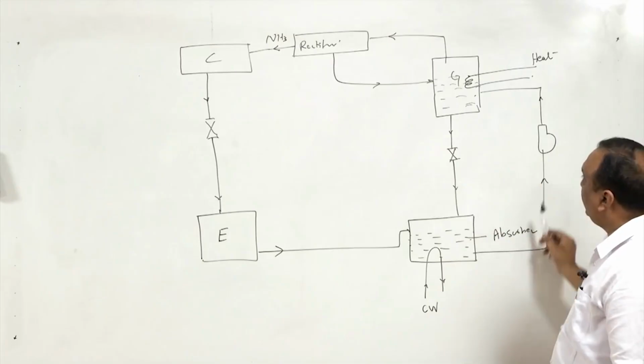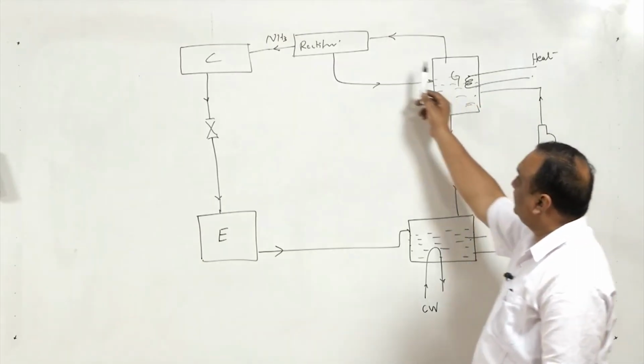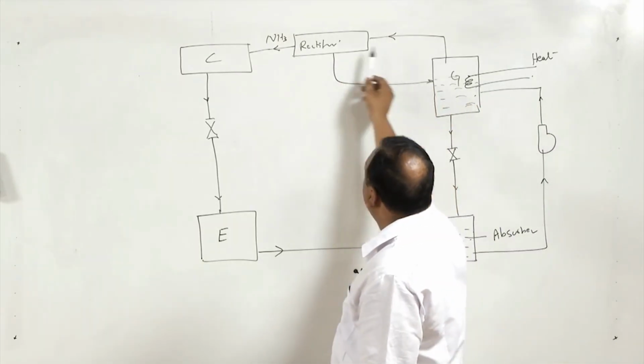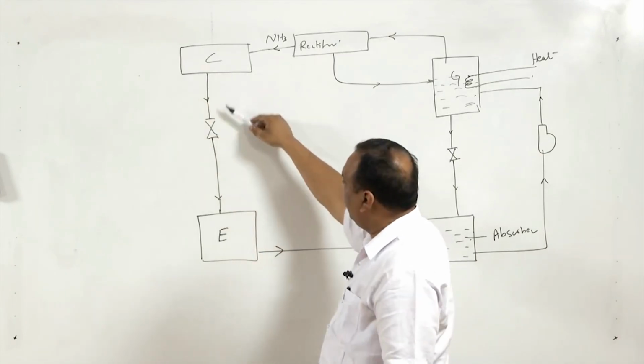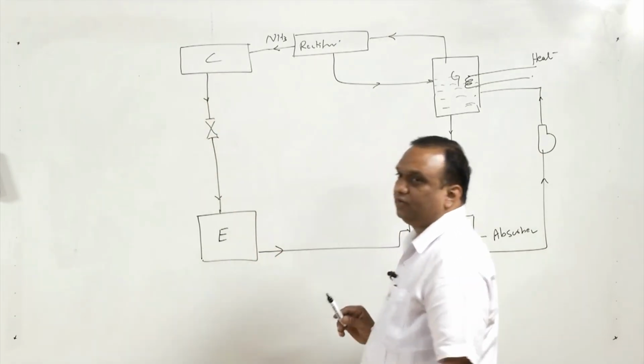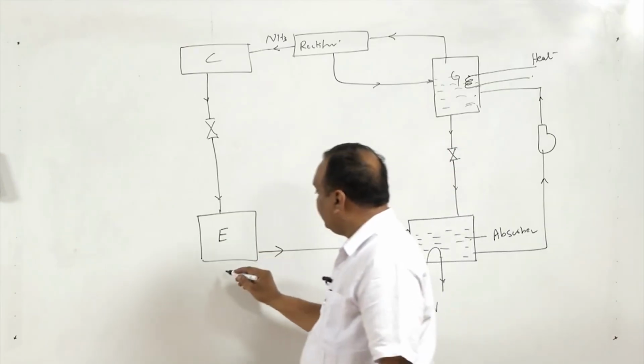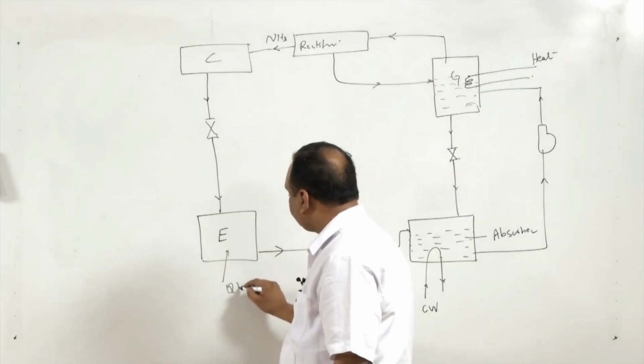So, this is one cycle which keeps on going, and after that the vapor after the rectifier goes to the condenser as in the case of a vapor compression system, and then after expansion the vapor goes to the evaporator where the refrigerating effect takes place.